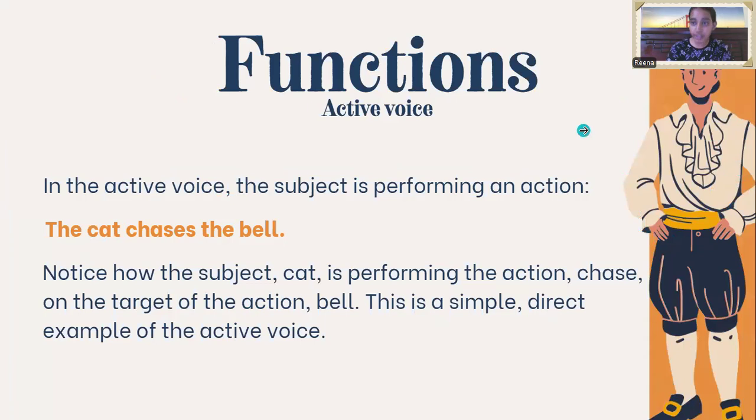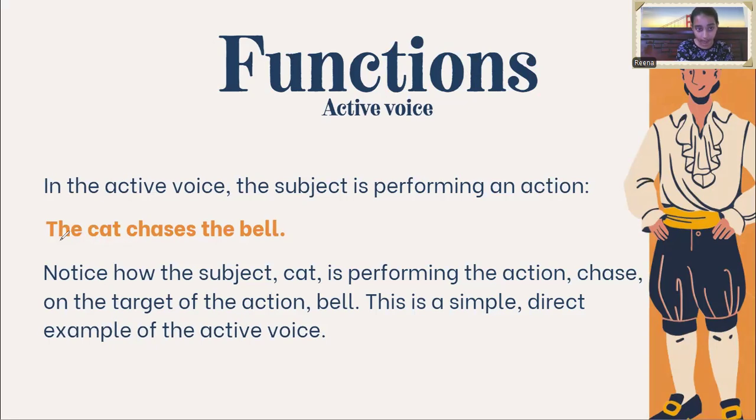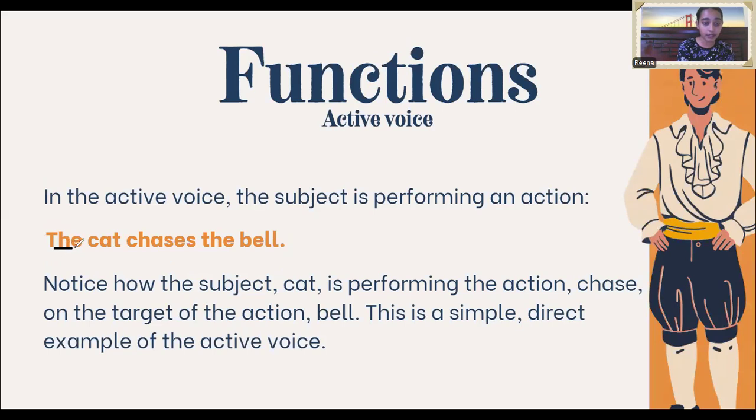So let's start with active voice. So in the active voice, the subject is performing the action. For example, the cat chases the bell. So here specifically, the subject is performing the action, which is chasing the bell. And what is the subject? I hope you have learned subject and predicate, because this is a very important thing. Before learning to know what type of sentences, you must know what is subject, predicate. So this is the subject, the cat.